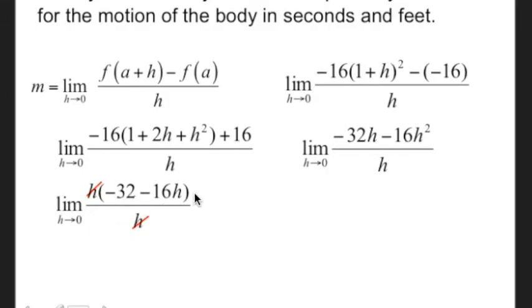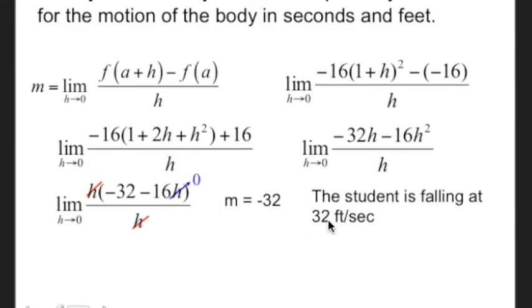And so now we know that we have this expression for the slope. It's negative 32 minus 16h. And as h goes to 0, this whole term will go to 0. And we see that the slope then at 1 second is negative 32. And so if slope represents the rate of change, then the rate of change of the student's position at exactly 1 second is negative 32, which means that the student is falling at 32 feet per second downward exactly 1 second into the fall.